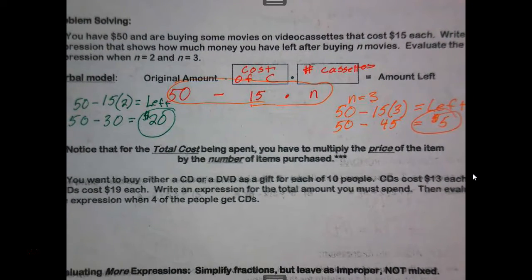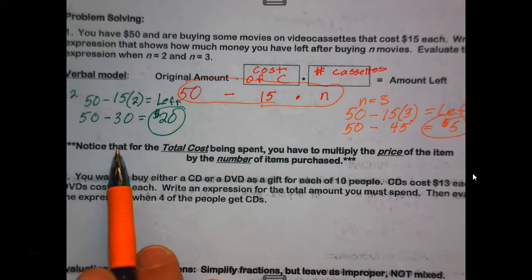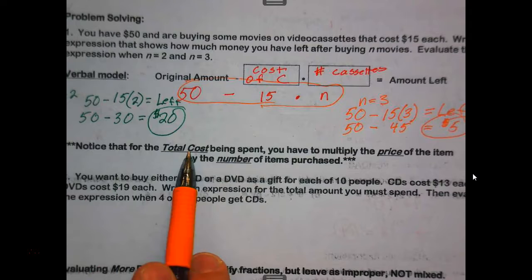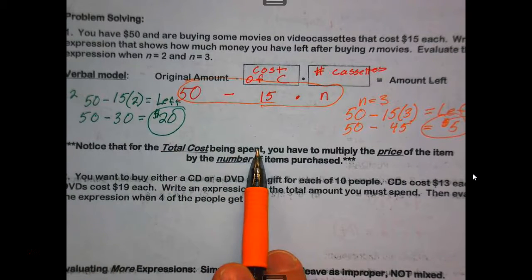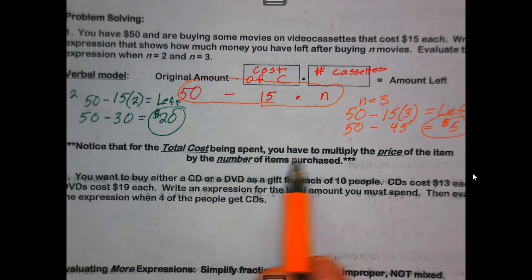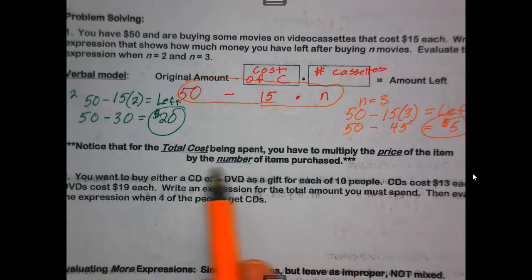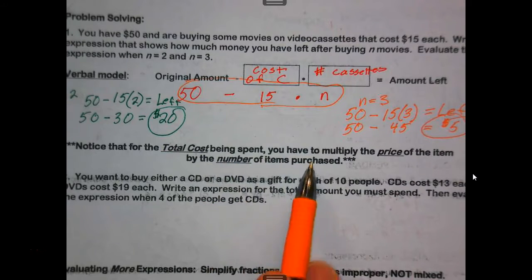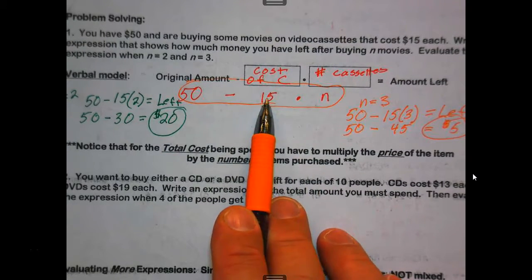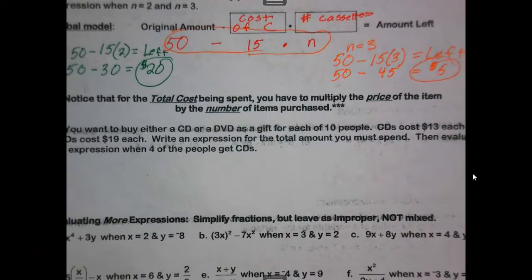All right, next. Let's see what this little notice here is. Notice that for the total cost being spent, so this would be my total cost here, you have to multiply the price of the item by the number of items purchased. So here's the price and the number of items purchased. I guess they're giving you a little clue to the next problem.